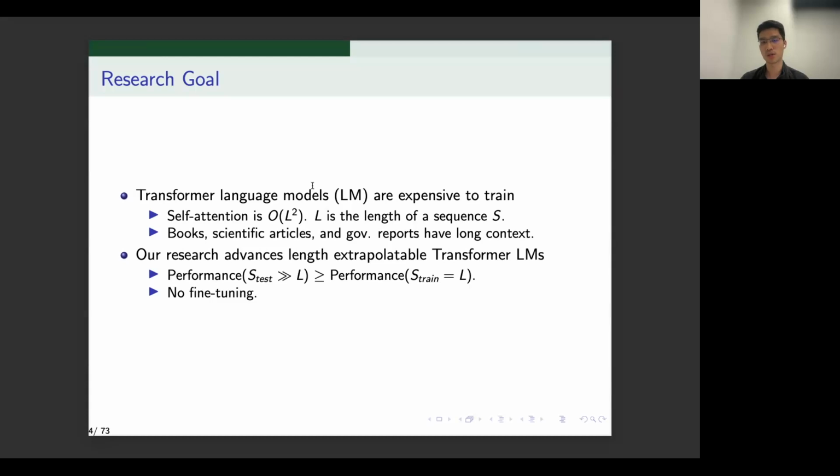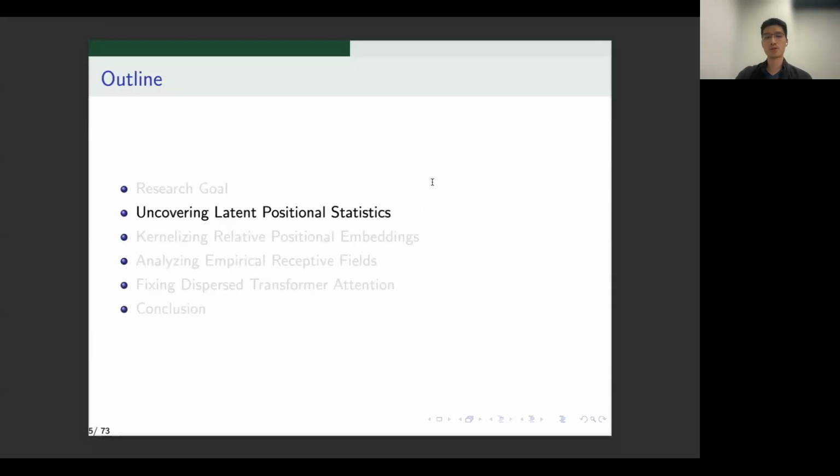So our research tries to advance length extrapolatable transformer language models. And by that, I mean, we just train a transformer language model on short sequences. And then we expect it to perform equally well, if not better, on longer sequences, because longer context is provided. So hopefully we wish the model can perform well or even better. And we want to achieve this goal without any fine-tuning because sometimes it's not possible to fine-tune these large language models. Okay, so that's the research goal.